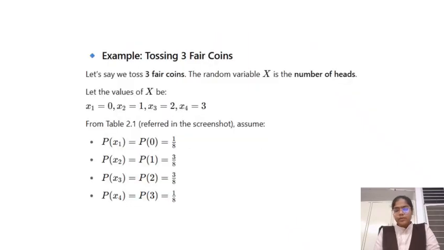For example, tossing 3 coins. Let's say we toss 3 fair coins. The random variable X is the number of heads. Let the values of X be x1 = 0, x2 = 1, x3 = 2, and x4 = 3.